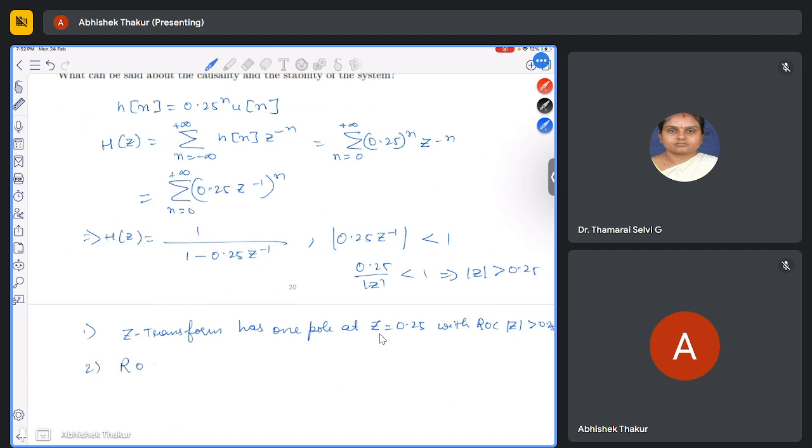Now the ROC includes Z equal to 1. So it implies that the system is stable. Okay, because the ROC is greater than 0.25 and it also includes Z equal to 1. So the system is stable.